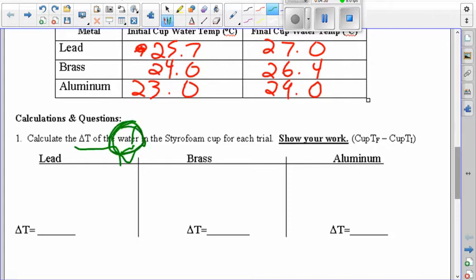Okay, delta T of the water. What does delta mean again? It means change. Remember, this little triangle is a Greek letter, delta, and it means change. So I basically want you to tell me how the temperature changed. For the first one, 25.7 to 27.0, what's our change there? What's the change between that?